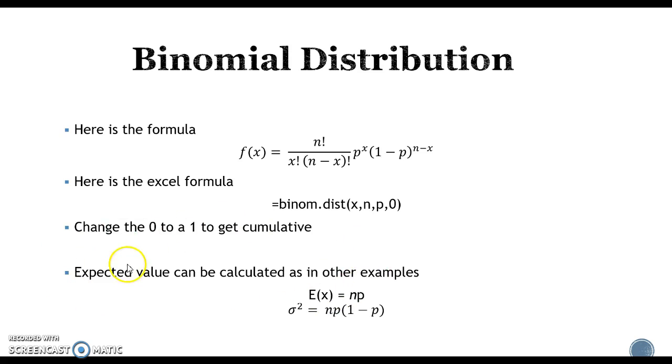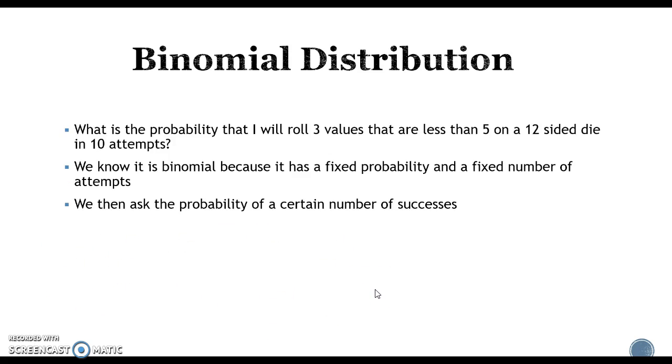And then we can calculate the expected values as the others. So let's look at an example, and then we'll go to Excel. What is the probability I will roll 3 values that are less than 5 on a 12-sided dice in 10 attempts? So I'm going to roll a 12-sided dice 10 times. What is the probability that I will roll 3 values of the 10 that are less than 5?